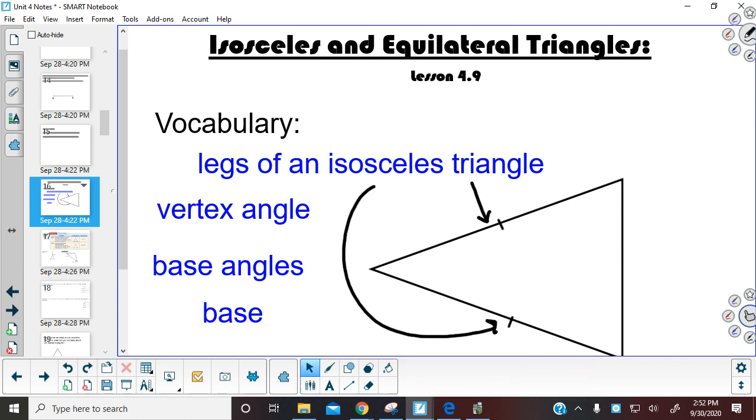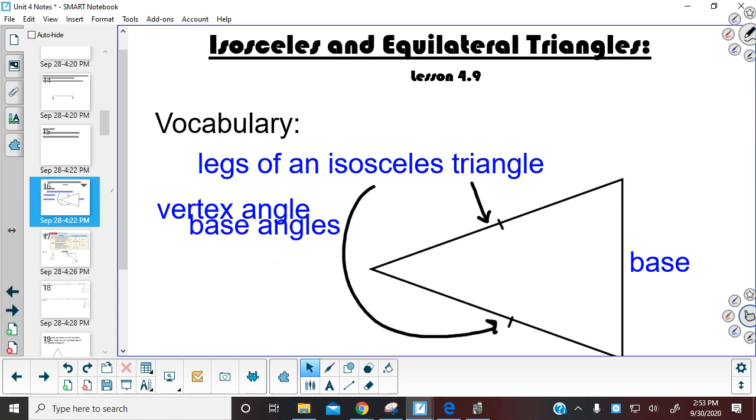The next thing that I want to talk about, though, is your base. Base does not mean bottom. Base is the side that is not the congruent side. So you locate your legs first, and then the side that is not congruent to the other ones is considered your base. Your base can be on the bottom, it can be on the left, it can be on the right, it can be on the top, it can be anywhere. So just remember, base does not mean bottom.